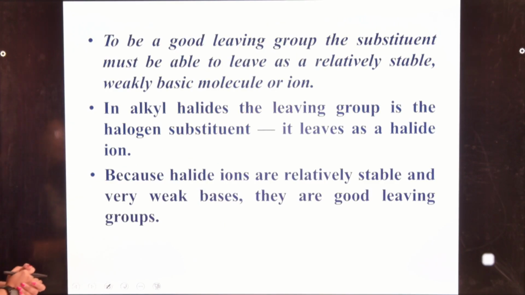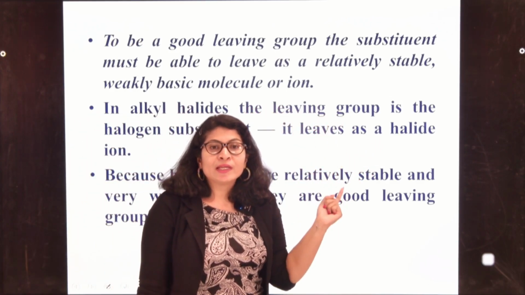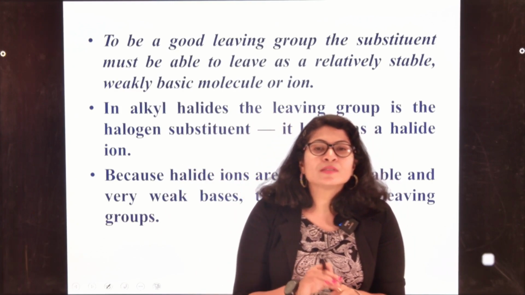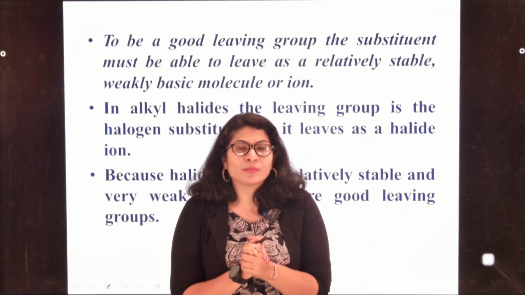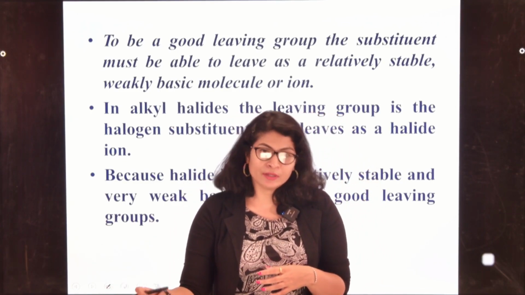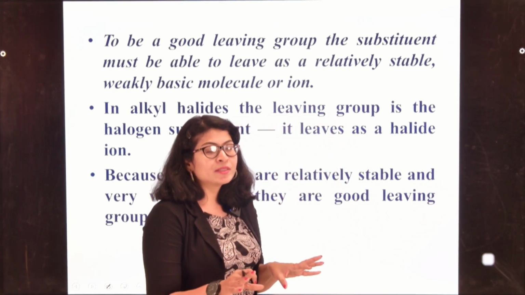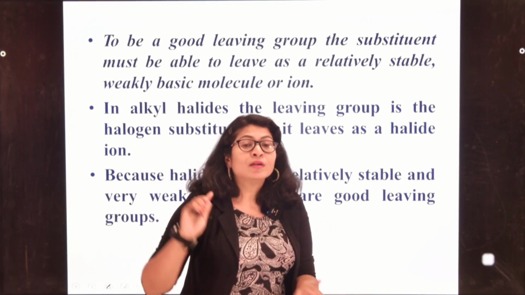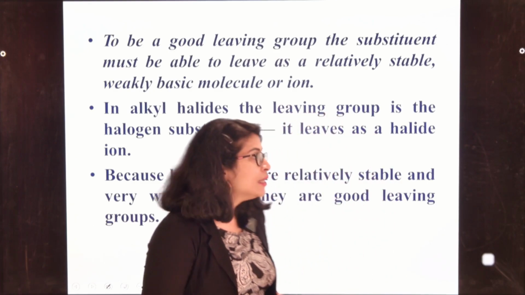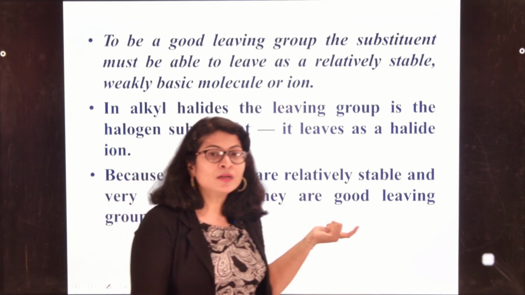To be a good leaving group, the substituent must be able to leave as a relatively stable, weakly basic molecule or ion. Which means if a leaving group is detaching itself from the carbon system, why will anything try to go from a more stable state to a less stable state, right? If the substrate sees that after I leave the carbon system I'll move to a less stable state, will it ever leave the system? Obviously no.